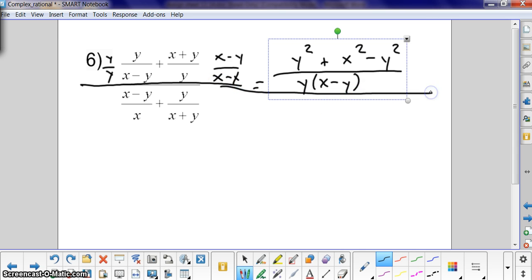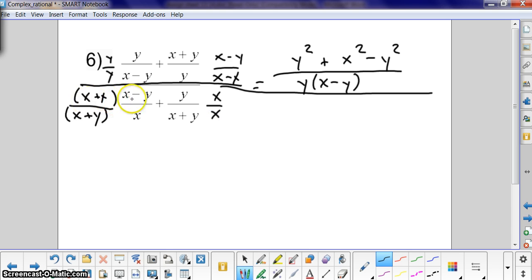My main fraction bar. Now down here my common denominator is going to be x times x plus y. This needs an x plus y. And this needs an x over an x. So now on the top, x plus y times x minus y, that's going to get me x squared minus y squared. And then plus y times x, I can write as xy. And this is over the denominator, x times x plus y.